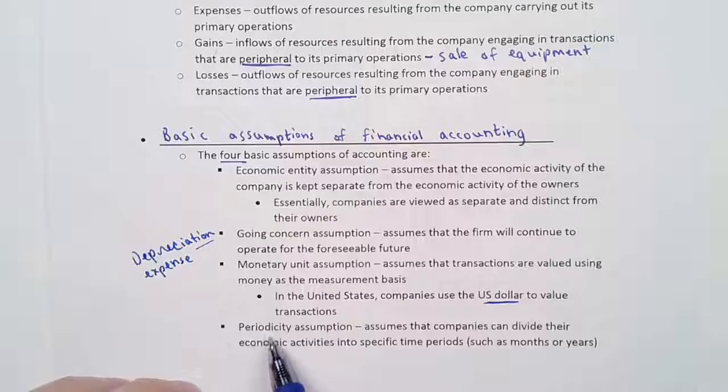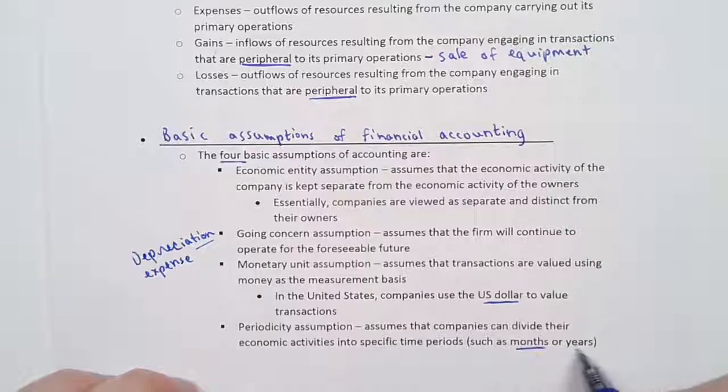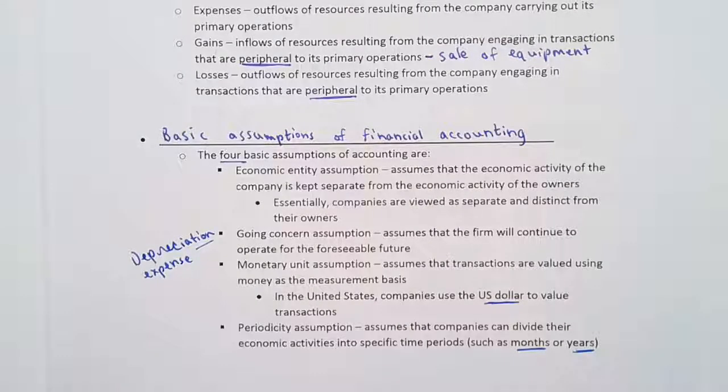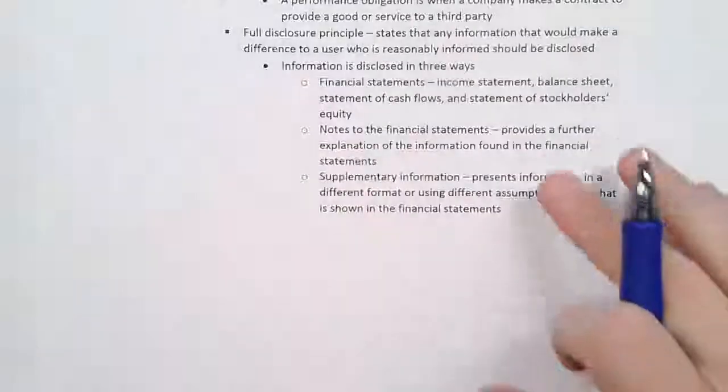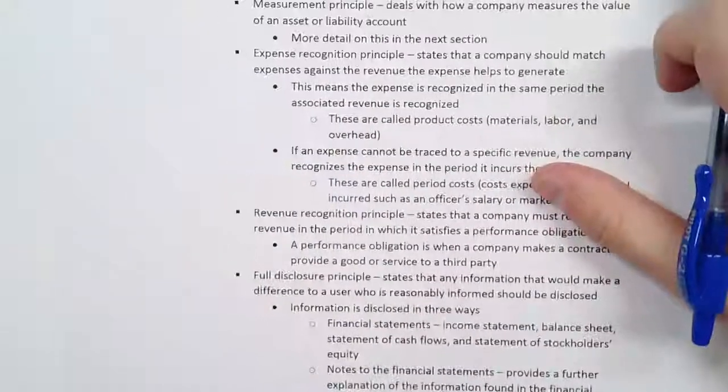And then finally, we have the periodicity assumption, meaning that companies can divide their economic activity into specific time periods, such as months or years. Okay, so whenever a company creates its financial statements, it's obviously sort of artificial, right? But we have to be able to divide our accounting into specific time periods, such as months or years, so that we can get a picture of what's going on in the company. Okay.